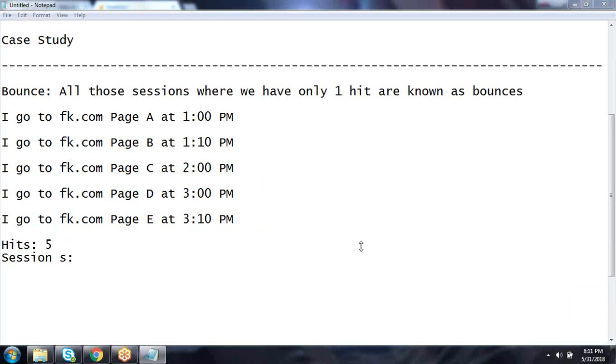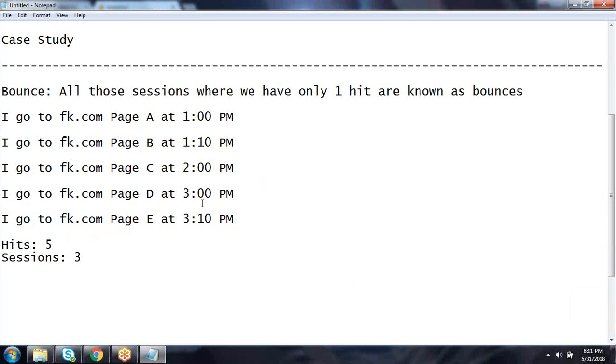Manikant, Ashwini, what do you guys think? Yojana, Arvind? Absolutely right. 3 sessions, everyone. 5 hits and 3 sessions. Makes sense to everyone? Anyone who has a different idea? Anyone who's not clear with it? 5 hits and 3 sessions.